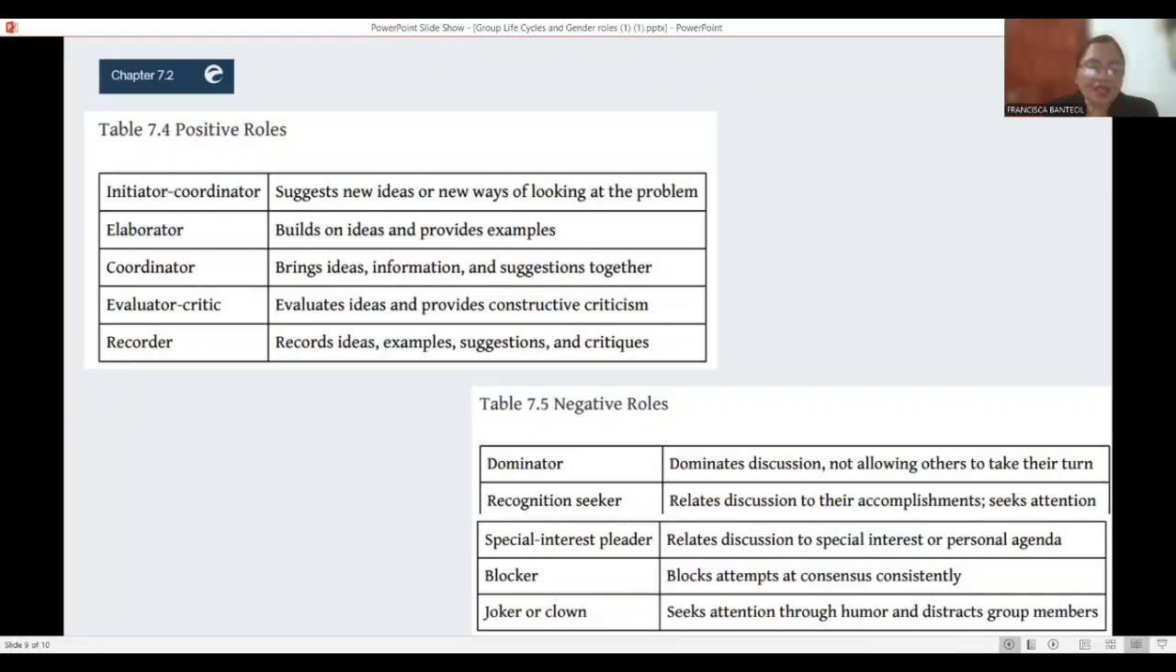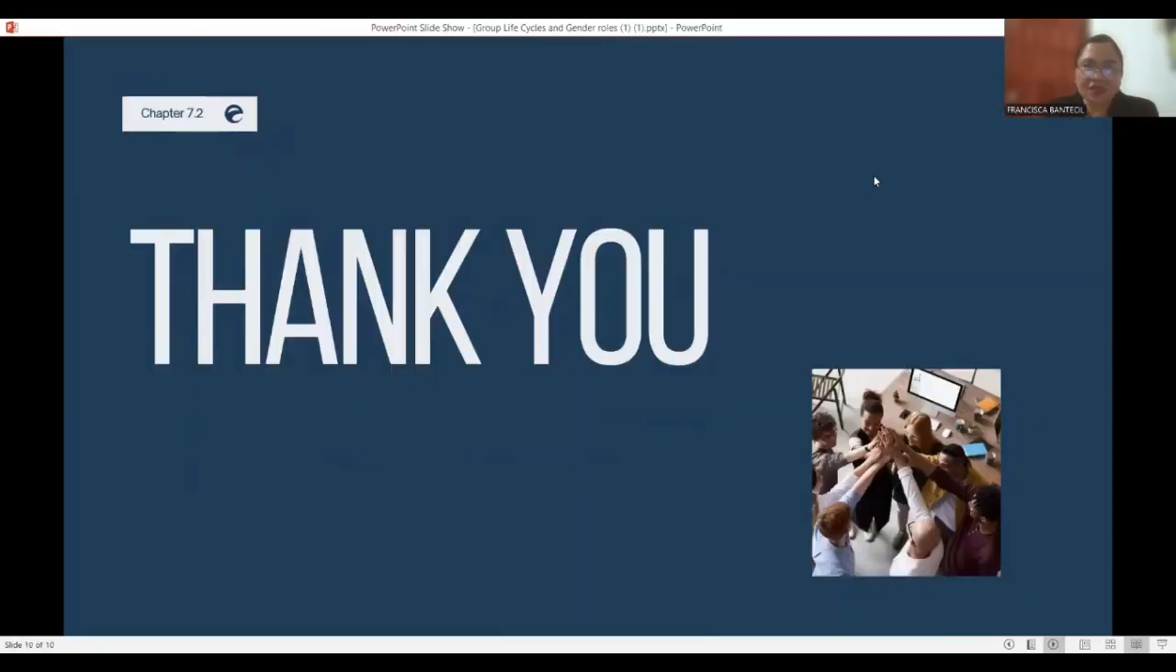You can take on a variety of roles when working with a group. These roles can be positive or negative, and you can rely on your emotional intelligence skills to make sure that they are positive roles. Thank you for listening.